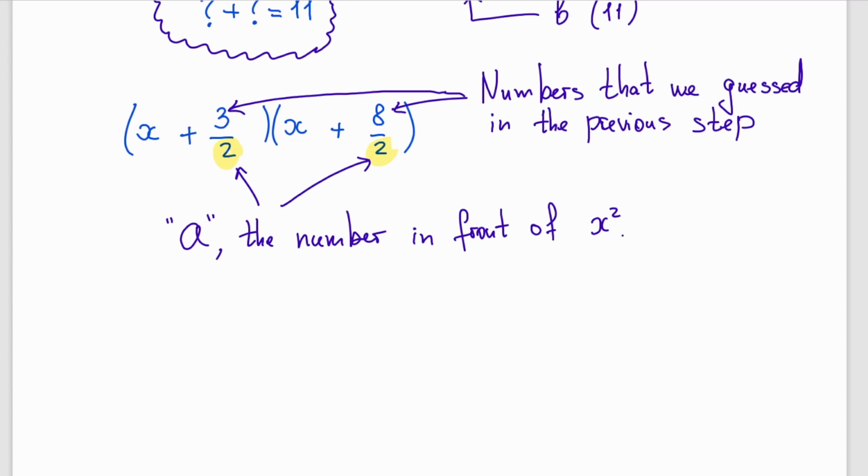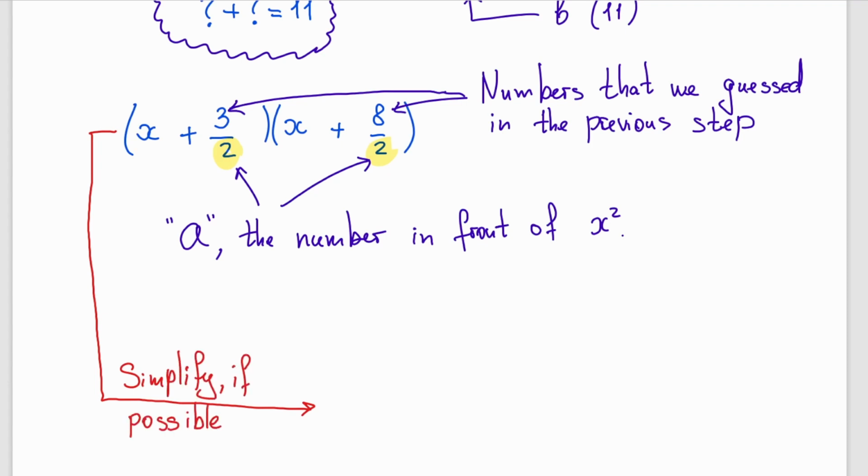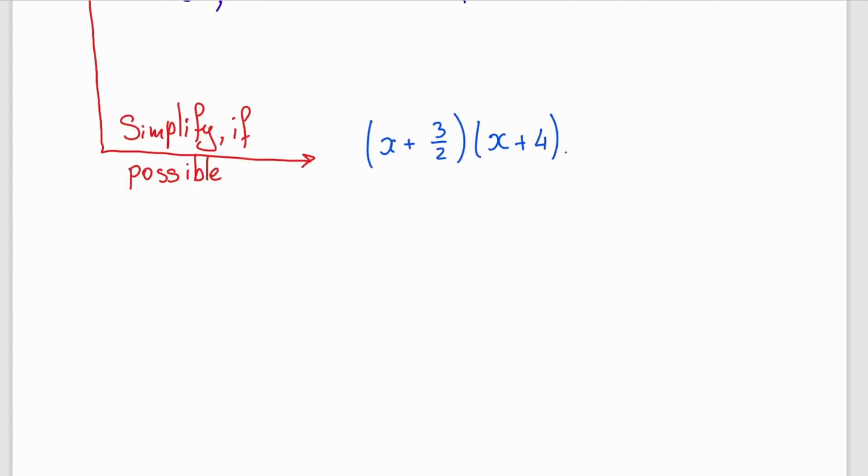Now, our next step is to simplify each fraction if possible. Now, we cannot simplify 3 over 2, so just keep it as it is. But we can simplify 8 over 2, because 8 divided by 2 is just 4. So I'm going to write x plus 4. Now, our last step is to move the denominator of each fraction, if it's there, and put it in front of x. So our final answer is going to be 2x plus 3 multiplied by x plus 4.